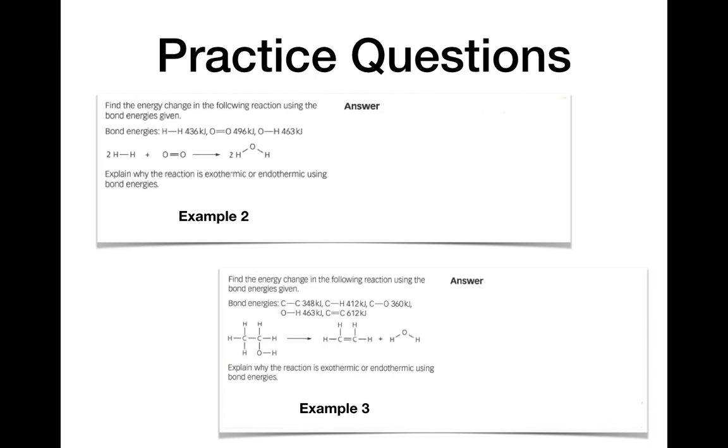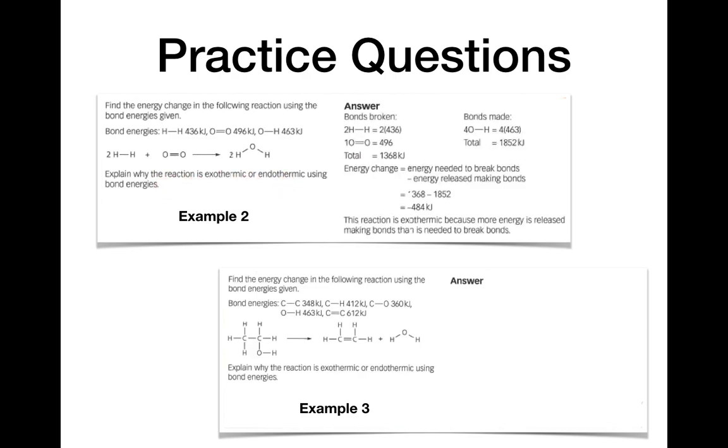Okay, so example number 2, you have to find the energy change of the following reaction using bond energy. So here's my reaction. I have hydrogen gas plus oxygen gives water. And is it exothermic or endothermic? So I have 2 of the hydrogen-hydrogen bonds, so it's 2 times 436. I have 1 oxygen-oxygen bond, 496. My total is 1368 kilojoules.